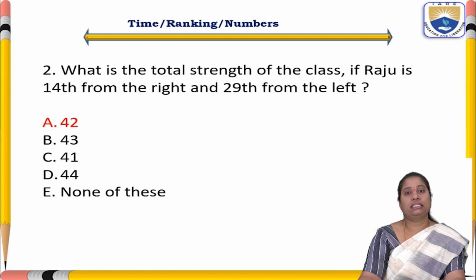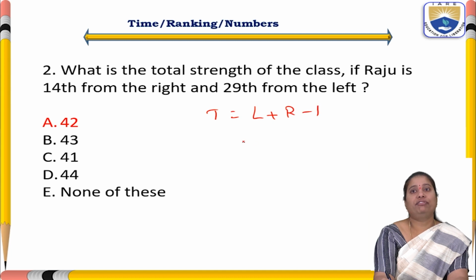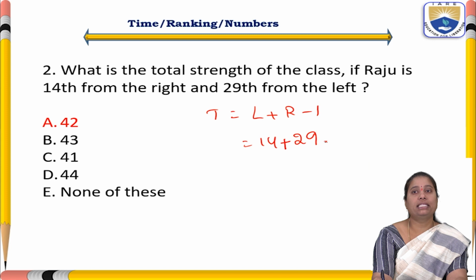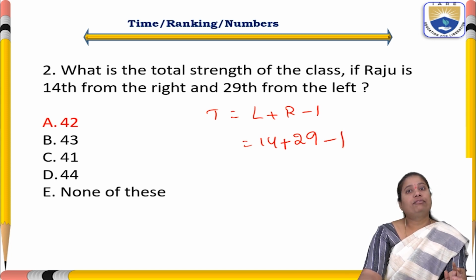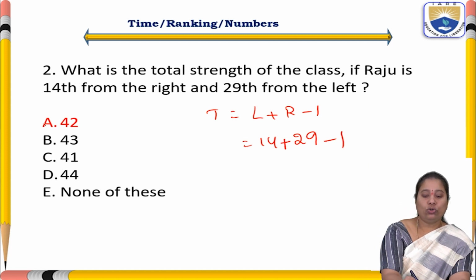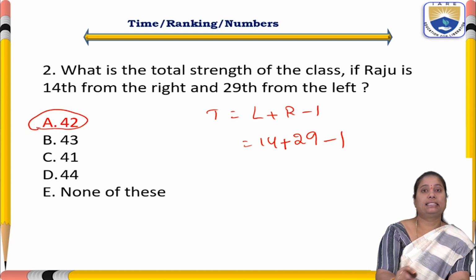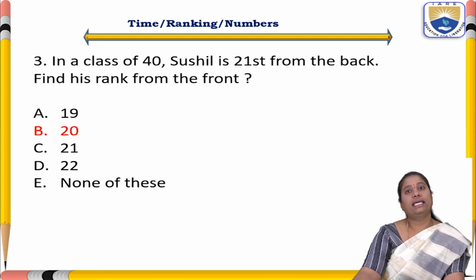Total strength is equal to left plus right minus 1. The left position is 14, whereas the right position is 29th, minus 1. So 14 plus 29, 43. 43 minus 1, 42. So the total strength of that particular class is 42. So let us have the discussion over the next one.